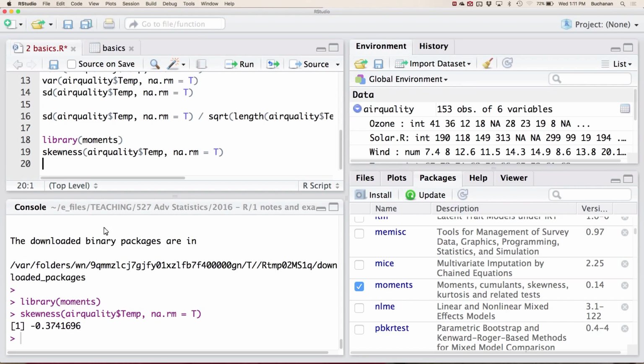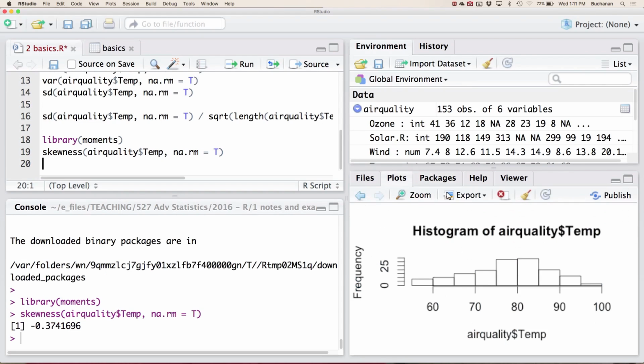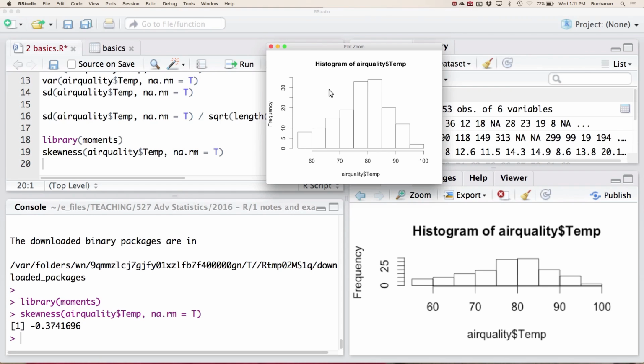So the skew for temperature, which we had made a picture of, is slightly negative. 0 is a perfectly normal distribution. So it's slightly negative because there's slightly more data on this end.